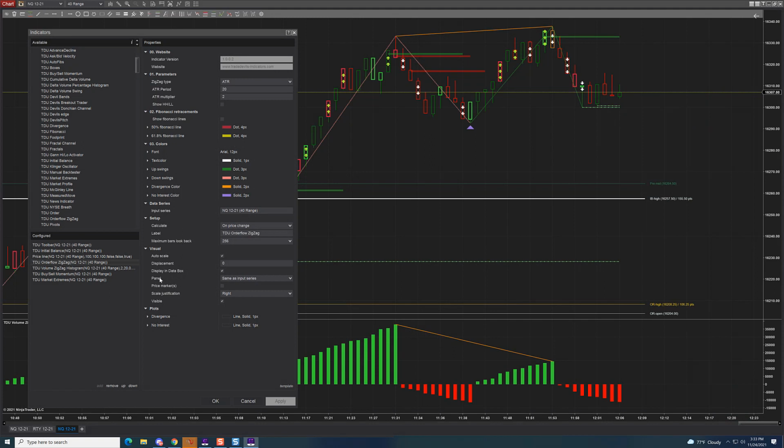Okay, well now I've opened up our indicators here and we can look at the four components that make up this template. As I mentioned in the first video, I have our toolbar and our initial balance and then just a price line on here. But the individual indicators that make up the template are the volume zigzag histogram, the order flow zigzag, the buy-sell momentum, and the market extremes.